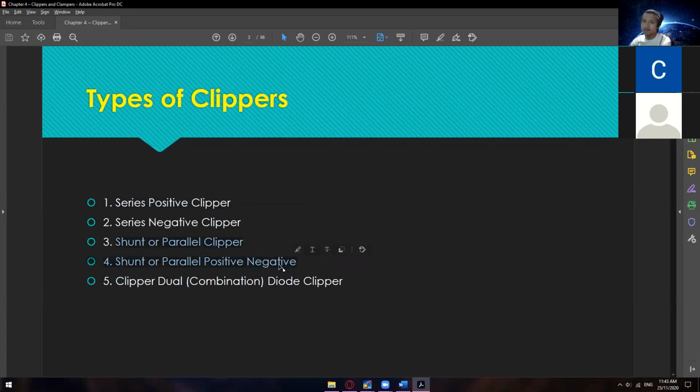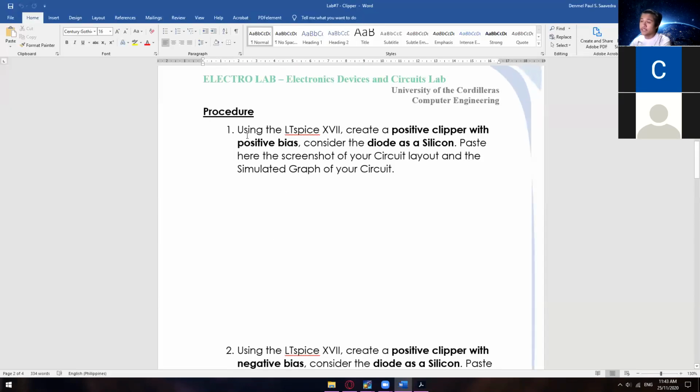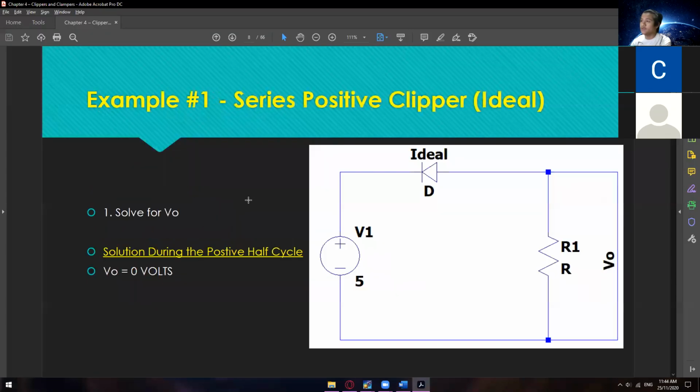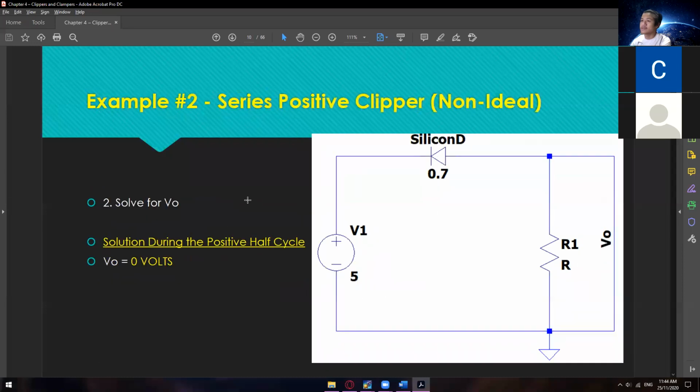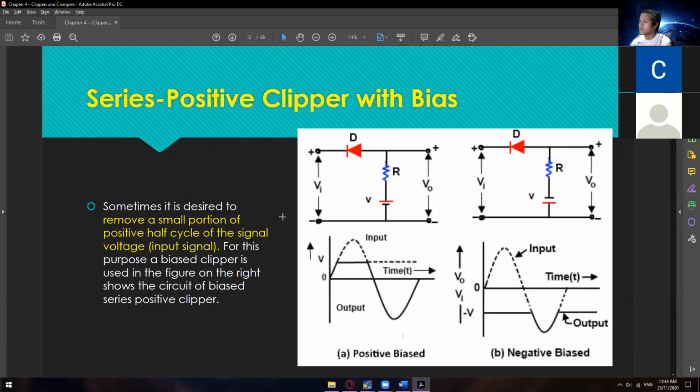Because it will take so much time to do all of the types of clippers, I only gave the basics, which are the series positive clipper with biases and the series negative clipper with biases. For procedure number 1, using the LTspice, create a positive clipper with positive bias. What is this positive bias? Let me just show you this one. Here we have a positive bias and then a negative bias.